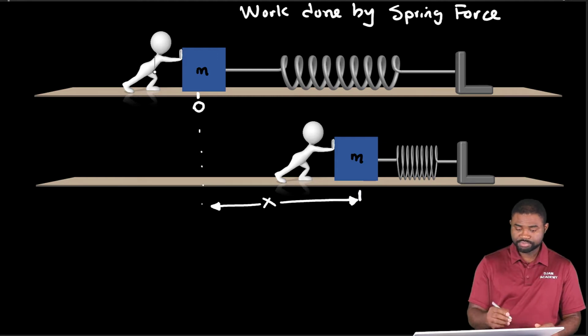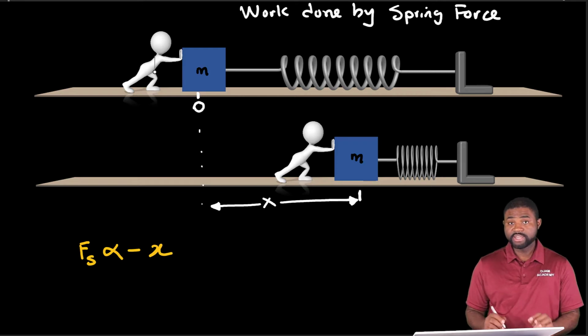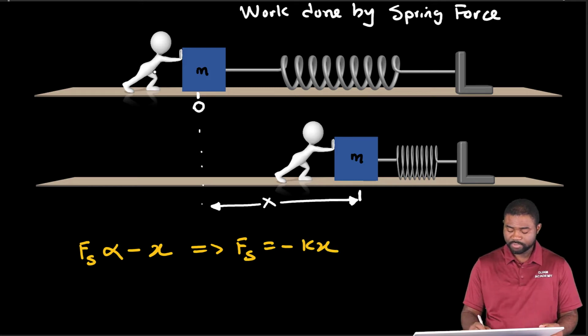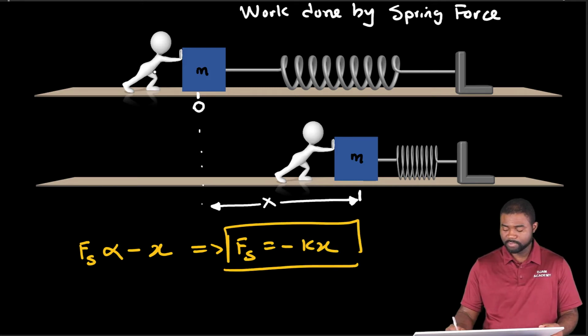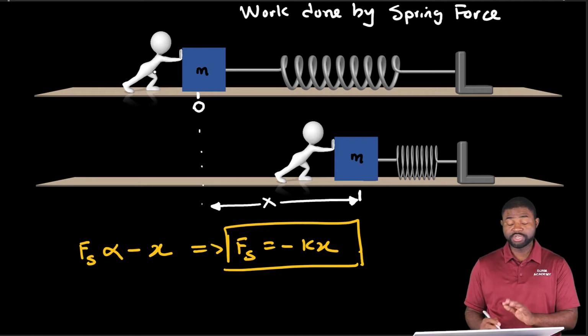In other words, the spring force is proportional to negative x. The negative sign is to indicate that the direction of compression or extension is opposite to the direction of the spring force. So this means that the spring force Fs is equal to negative kx. Clearly, you can see that the spring force is position dependent.